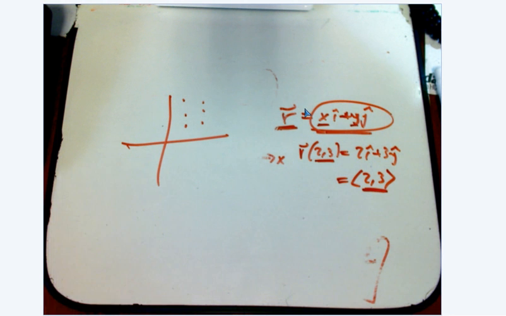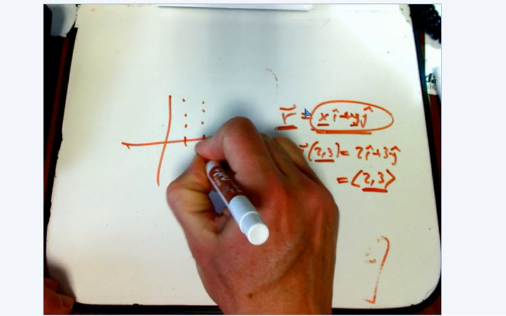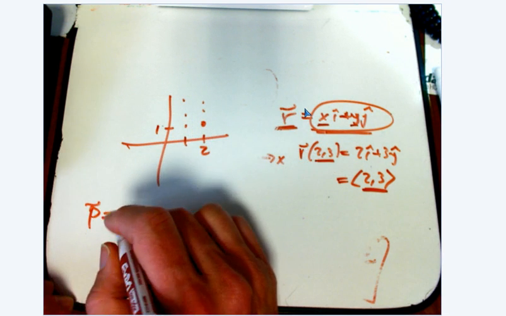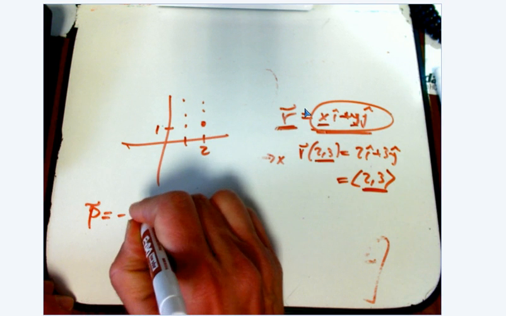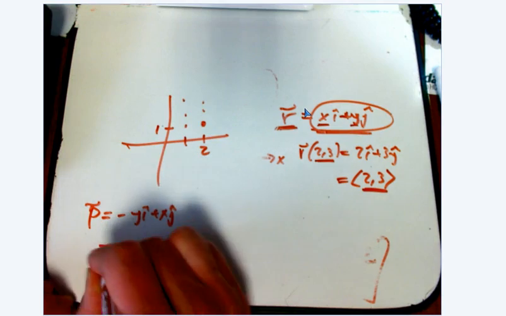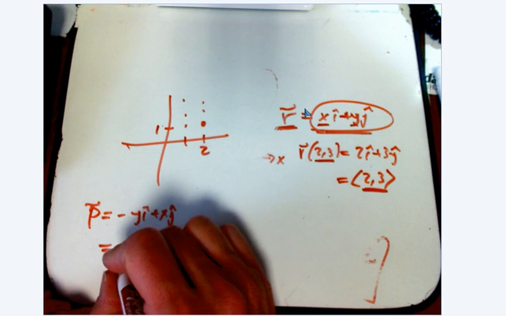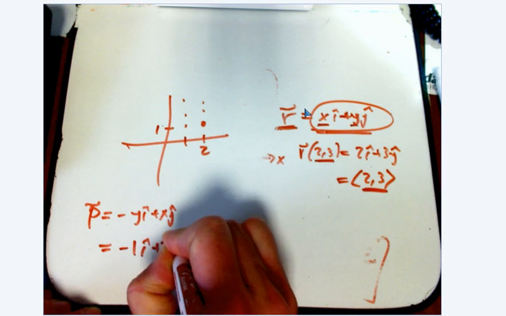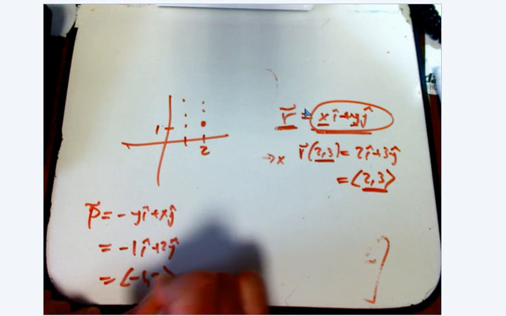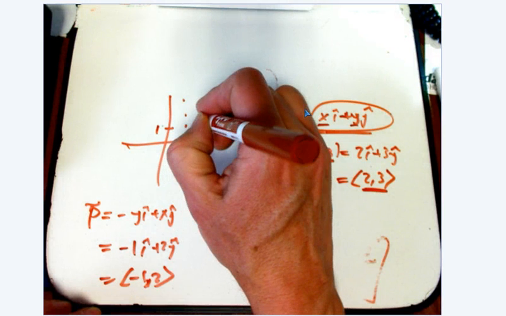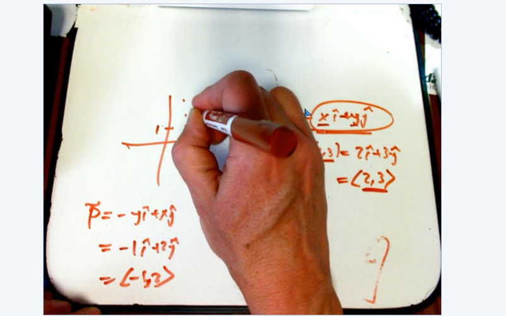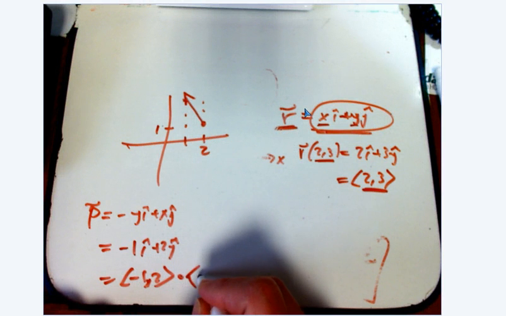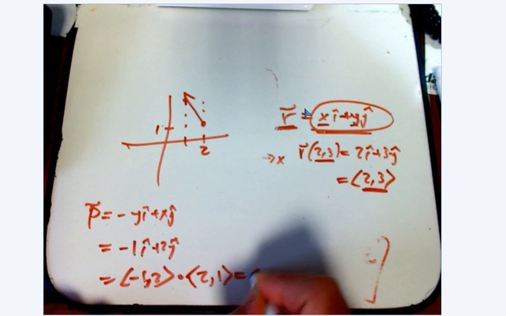Let's do that by hand for a sec here. If I have the point 2, 1, then P, which I'm going to call the pinwheel vector field, is minus y i plus x j. That's going to be minus 1 i plus 2 j, or minus 1 comma 2. So it's going over a little bit and up a bunch. And what I want to notice is that if I dot product that with the radial vector field, which would just be 2, 1, I get 0.